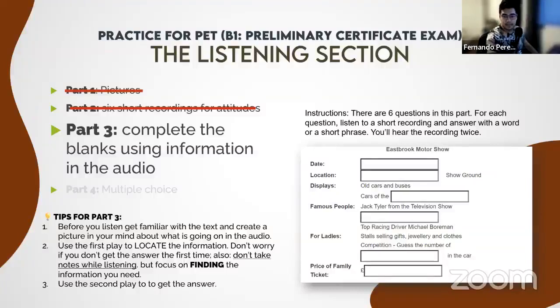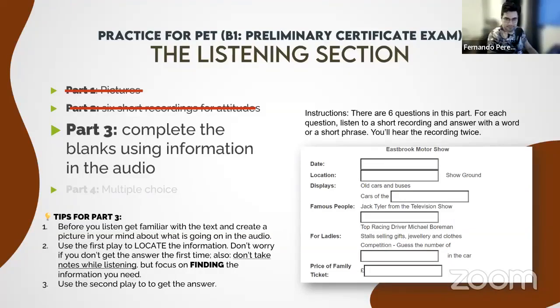To practice the third one, and I have a surprise for you, because a bad surprise. This is the difficult one. This one, part 3, is the difficult one.